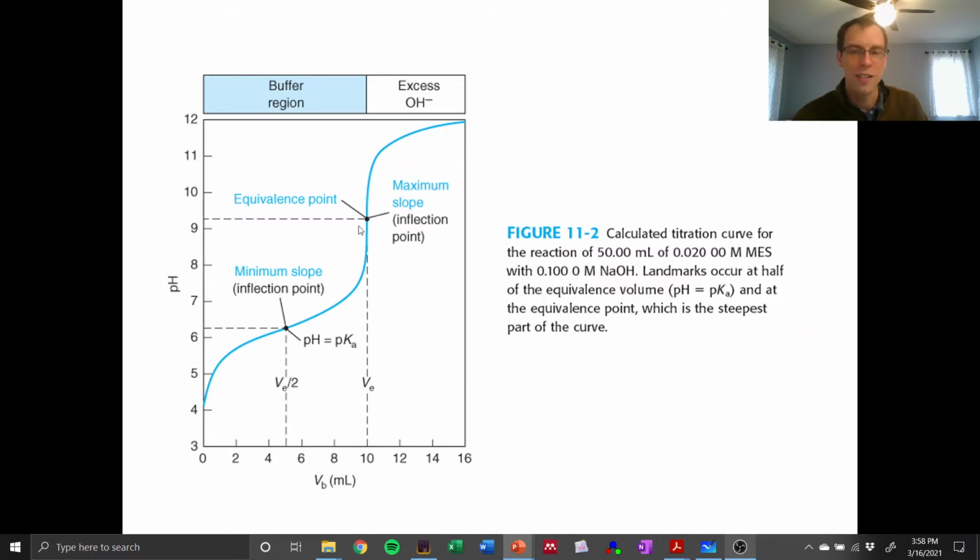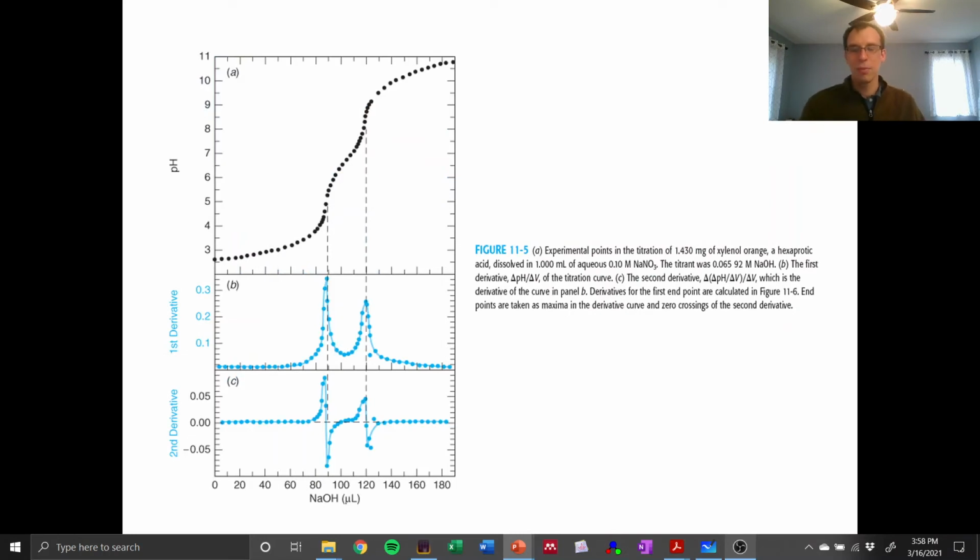Since this is an inflection point, the second derivative is 0. The derivative of the derivative goes to 0 at the equivalence point. So we can take advantage of those two facts to find our equivalence point. You can do it with either the first derivative or the second derivative, and this is an example of how you might do this.